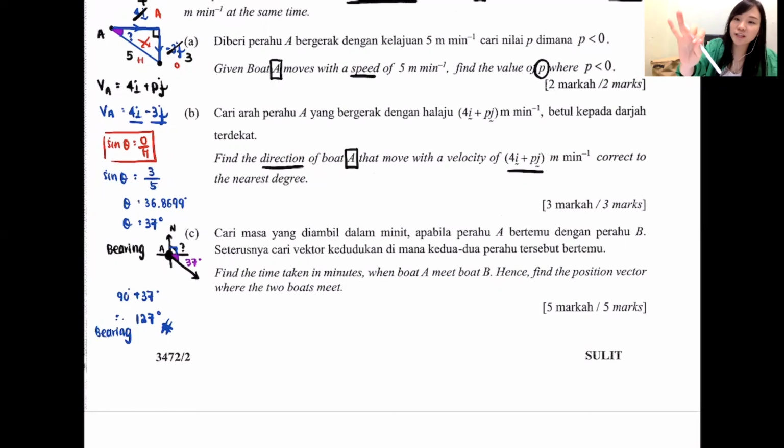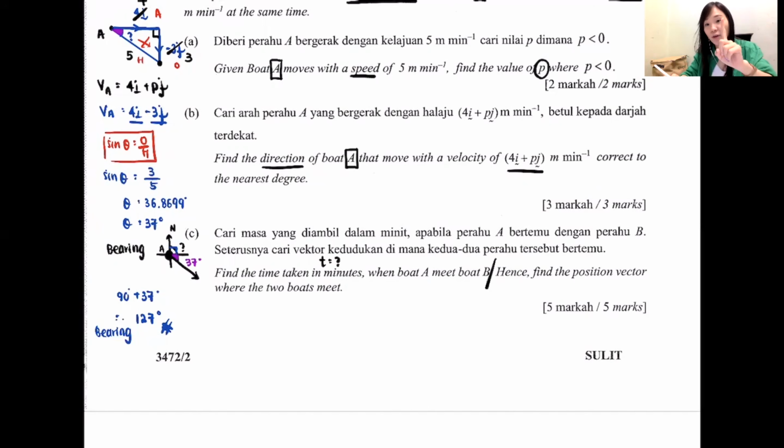5, 4, 3, 2, 1. Okay, C. C gives you 5 marks. Whoa, that's a lot. So my dear, let's look at C together. C, they say, find the time taken. Okay, so do you know how much time they use? Don't know. So that means you have to find the T. Unknown. So find the time taken when boat A meets boat B.